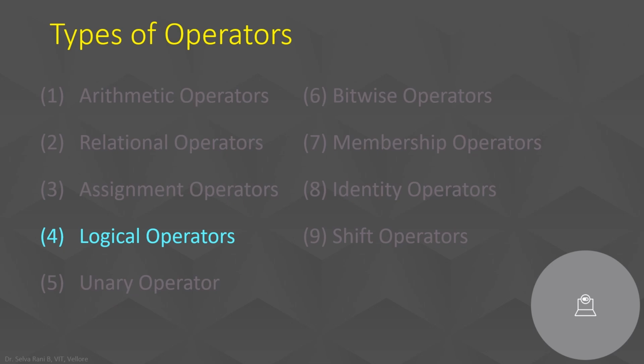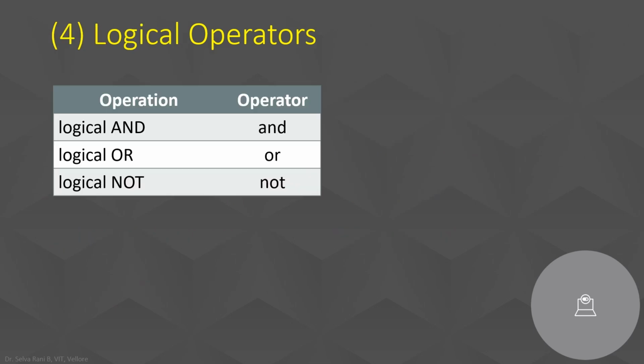And the fourth type, logical operators. We already know that logical AND, logical OR, and logical NOT are the logical operators available. In Python, we are not going to use any operator symbol in order to perform these operations. Rather, we are going to use the keywords AND, OR, NOT for performing the logical operations. The syntax is operand 1, operator, operand 2 for AND and OR, but for NOT, it is going to be the unary operator.